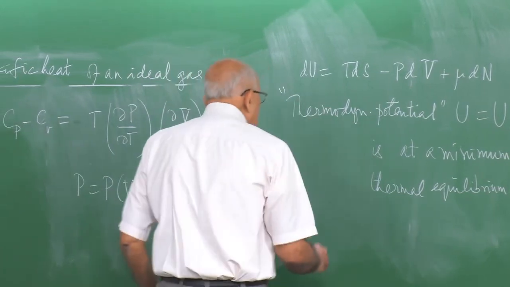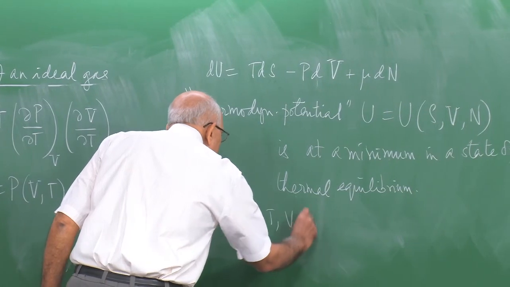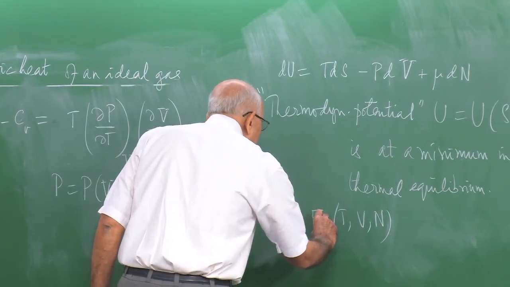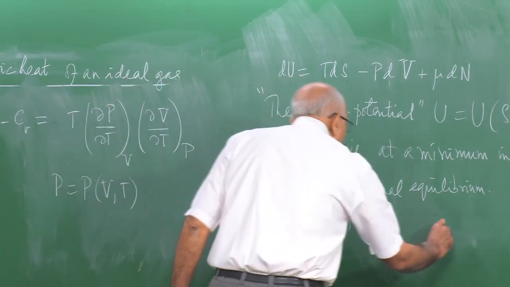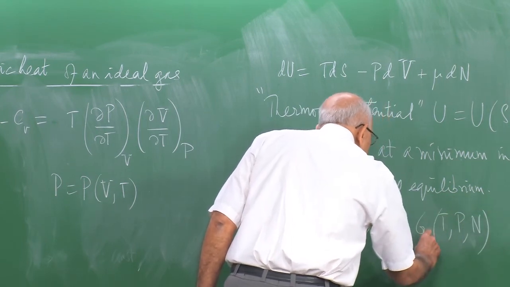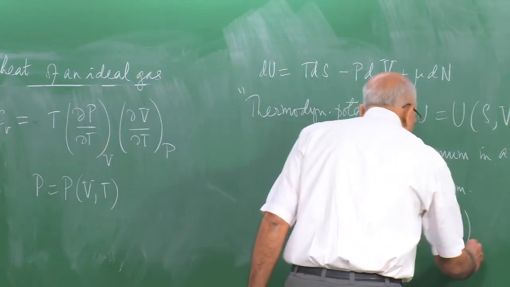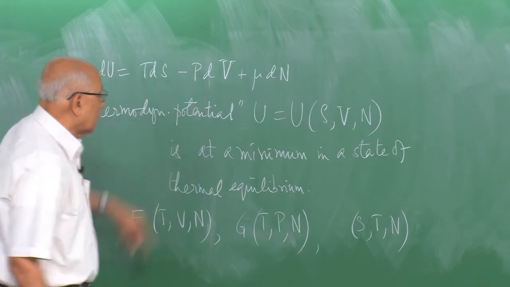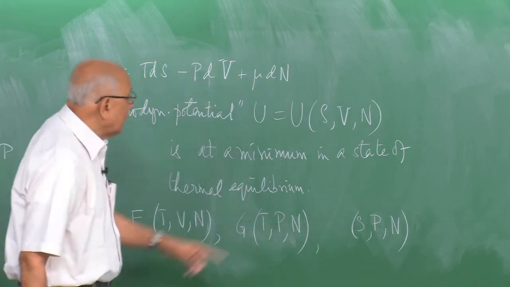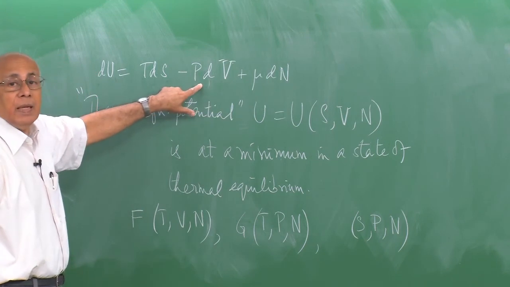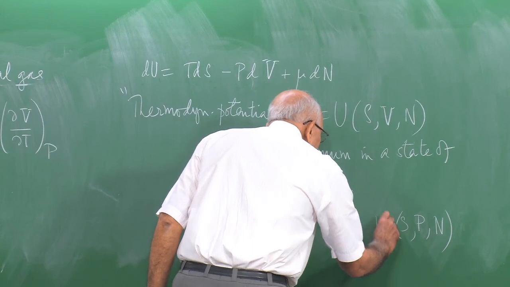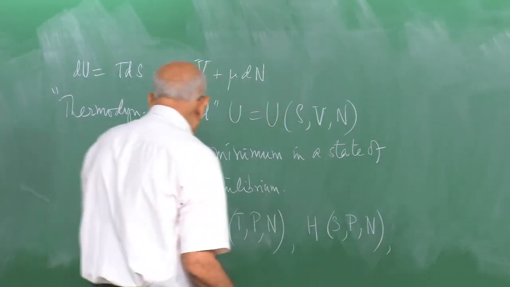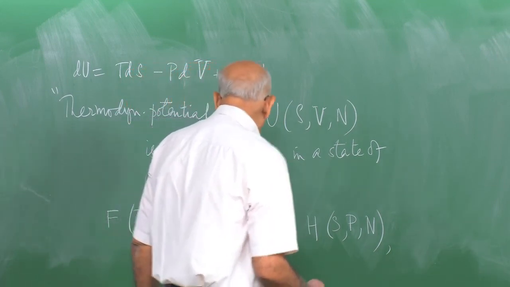For instance, if you had as independent variables T, V and N, then the potential that is at a minimum for given values of T, V and N is the so called Helmholtz free energy, which is denoted by F. In the same way you have T, P and N, this is denoted by the Gibbs free energy G. You could have S, P and N: you retain S, but you change from PdV to VdP, then you have the so called enthalpy denoted by H.